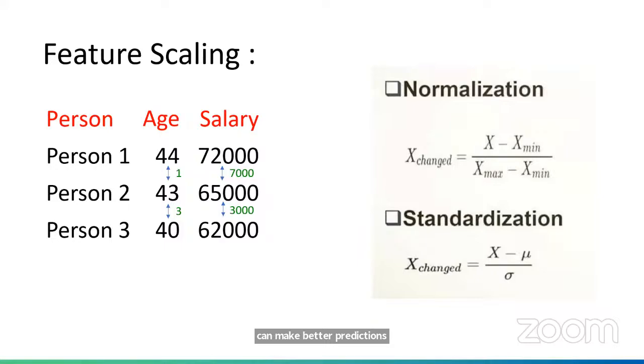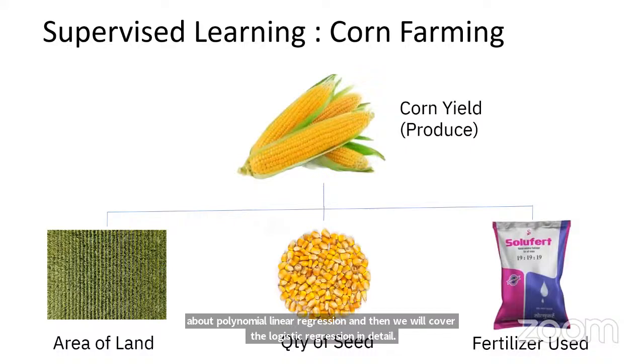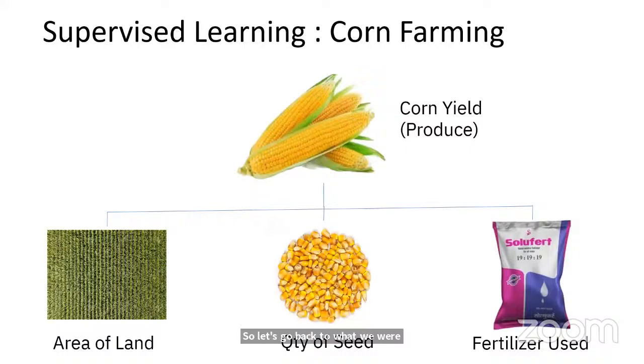So today's agenda is we are going to learn about multiple linear regression, which we left in the last section, which we rushed through. Today we are going to have a deeper engagement. Then we will learn about polynomial linear regression, and then we will cover logistic regression in detail. So let's go back to what we were seeing last time.